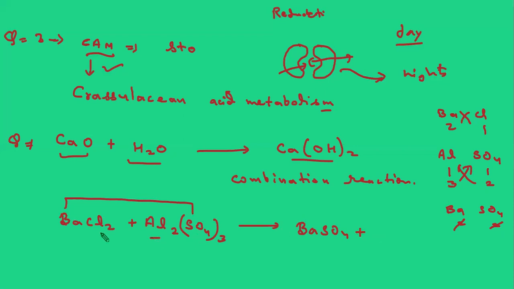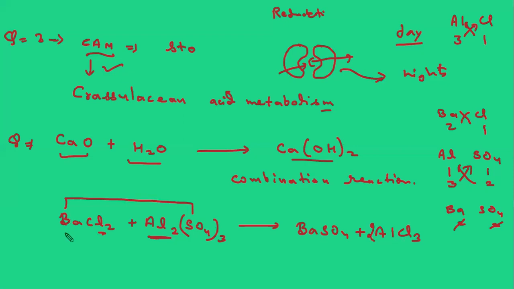Aluminium and chloride. What is the formula of aluminium chloride? We know that Al has a valency of 3, chlorine has a valency of 1. So what should be the formula of aluminium chloride? AlCl3. So is it balanced now? No, aluminium is 2 here, but here it is only 1. So we have to multiply by 2. So now it will become 2AlCl3.